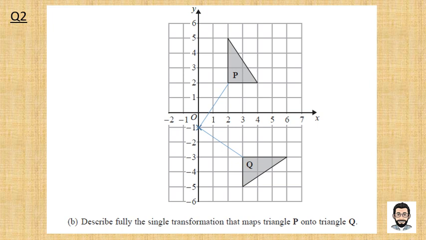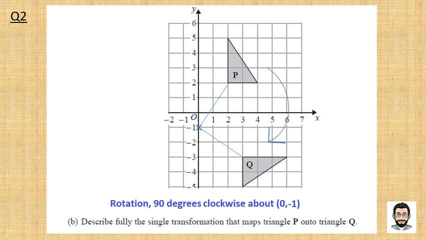So it's 90 degrees, of course. Between them we have 90 degrees. Use the protractor or the set square to measure it. So we're going to say what? Rotation 90 degrees clockwise about 0 and -1. Next question.